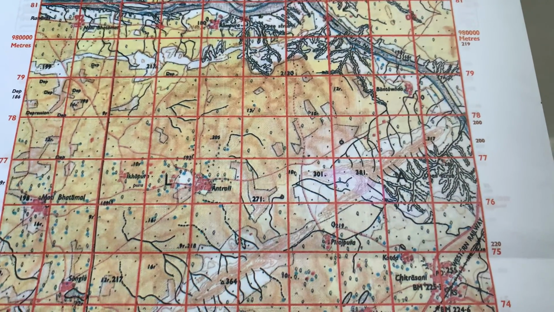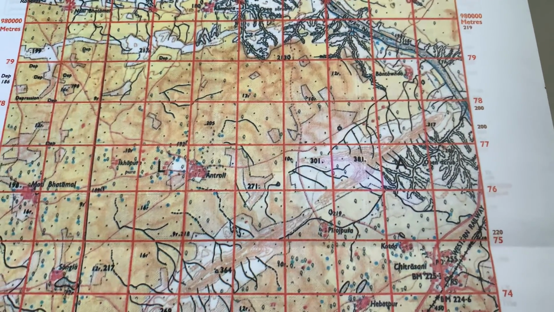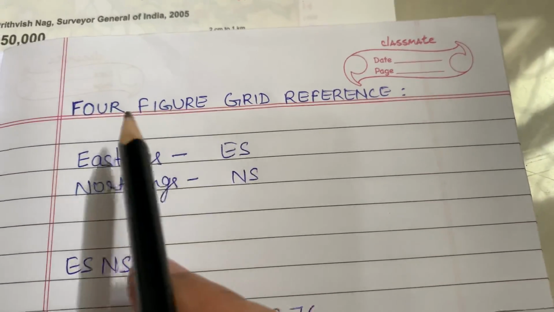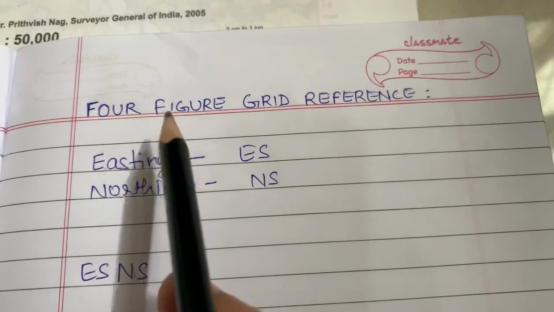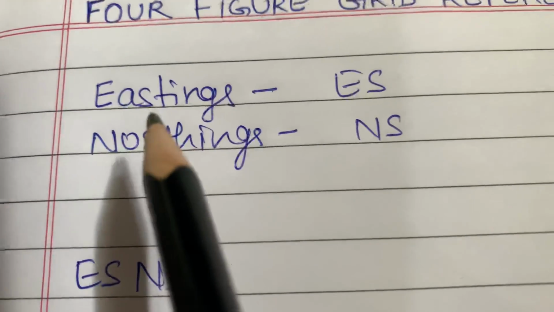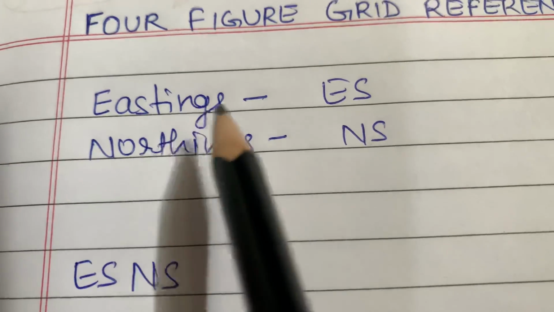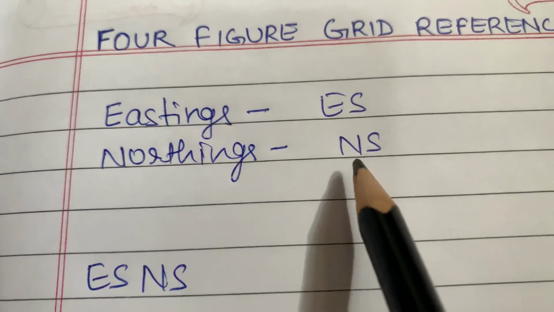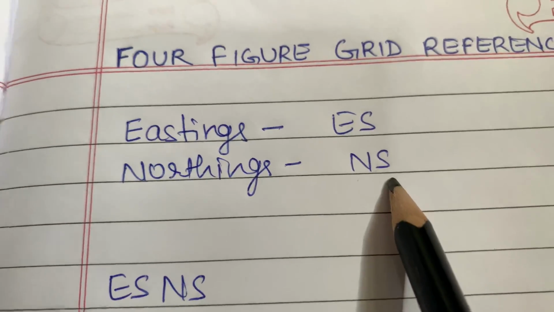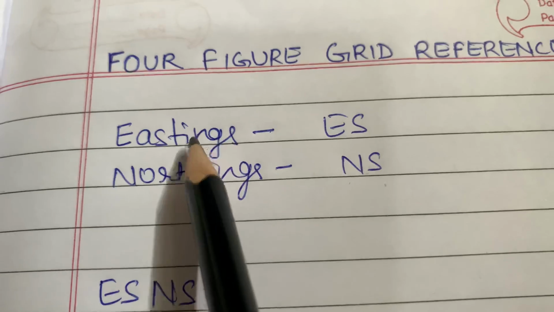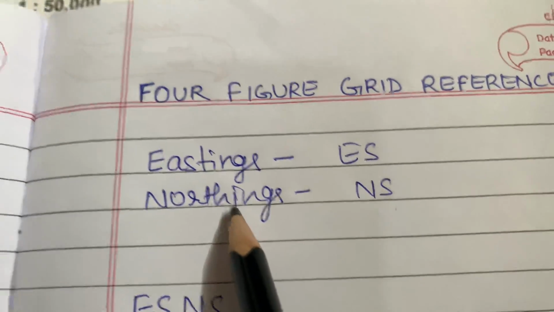Today I am going to teach you how to find a 4-figure grid reference. In order to find a 4-figure grid reference, we need two numbers: Eastings, in short we write ES, and Northings, in short we write NS. Now the main important question is, what are Eastings and Northings?